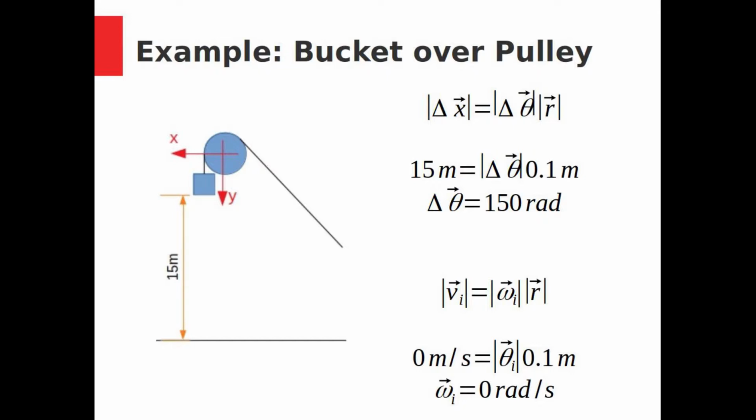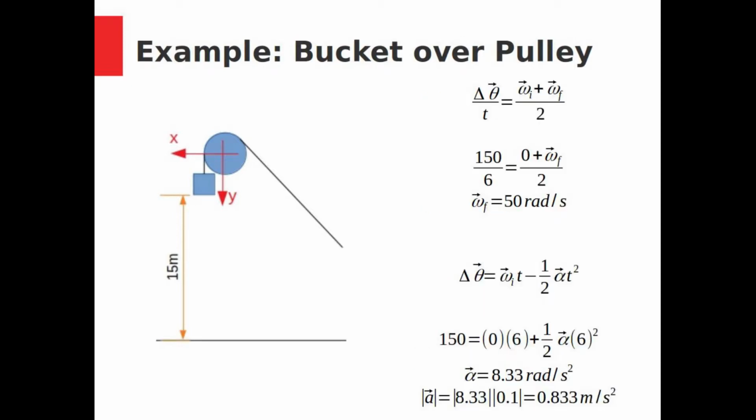The linear distance that the bucket travels is equal to the linear distance traveled by the rim of the pulley wheel. We need to turn this into an angular quantity. Plugging in what we know, we get delta theta equals 150 radians. It's positive since the rotation is counterclockwise. Likewise, the initial velocity of the bucket can be related to the initial angular velocity of the pulley wheel. Since the bucket was standing still, the initial angular velocity of the pulley wheel is 0.